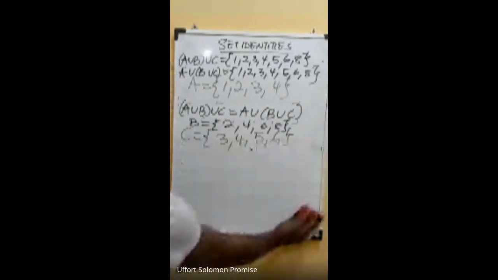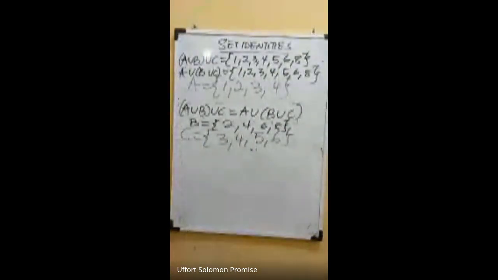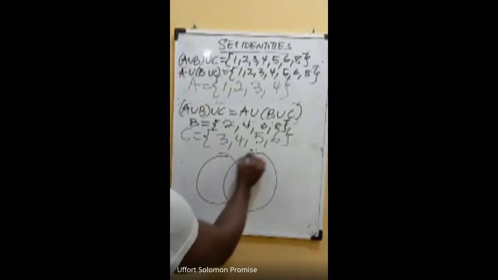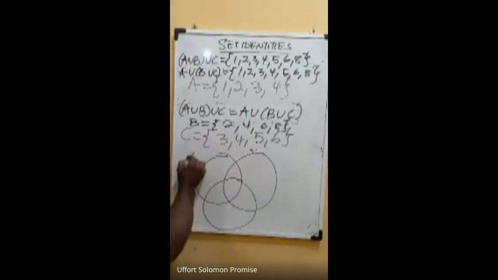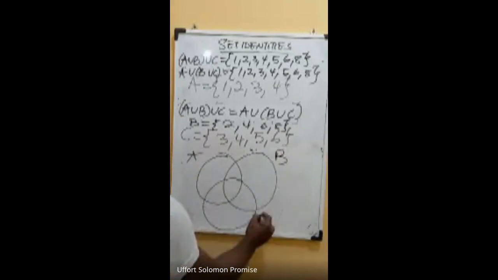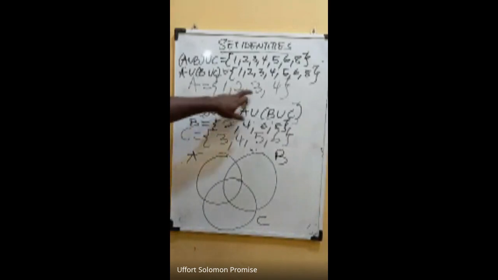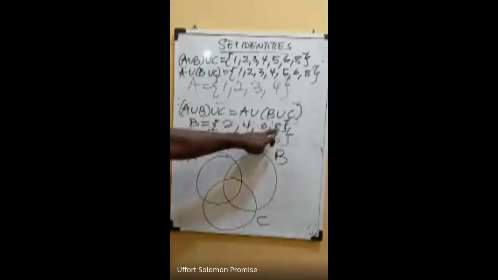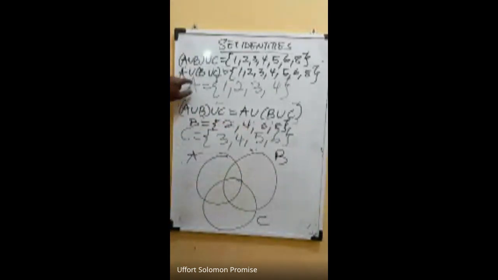So if you are asked to represent this in a Venn diagram, this is set A, this is set B, and this is set C. So you draw 3 circles. Let's call this A, B, and C. So what are the elements in A? 1, 2, 3, 4. Then you look at B: 2, 4, 6, 8. And then you look at C: 3, 4, 5, 6.